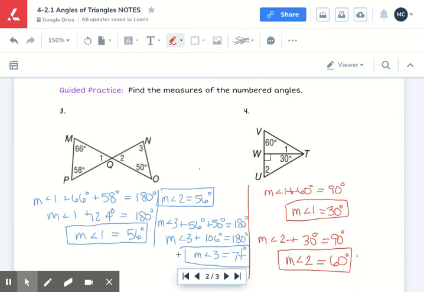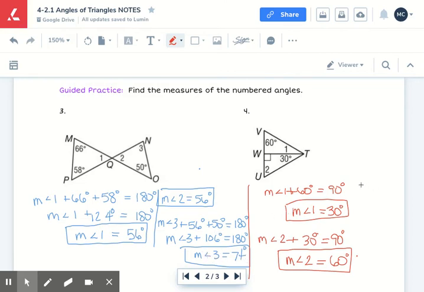All right, so on these two, for guided practice problem number 3, the measure of angle 1 was 56 degrees, and that was using the triangle angle sum theorem. Measure of angle 2 is also 56 degrees because it is a vertical angle with angle 1. And the measure of angle 3, using the triangle angle sum theorem again, was 74 degrees.